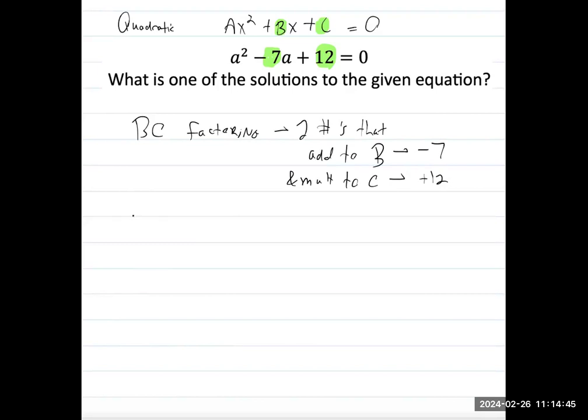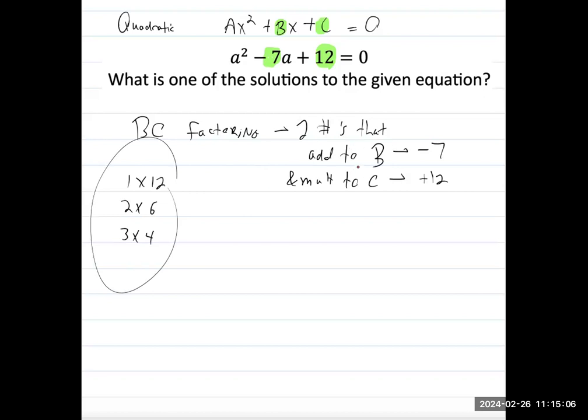Next thing we want to think of are what does it multiply to? And if it multiplies to 12, what you want to do is divide 12 by everything you can divide it by. So it divides by 1, divides by 2, divides by 3, and these are all the factors of 12. And we can think for a second about the signs.